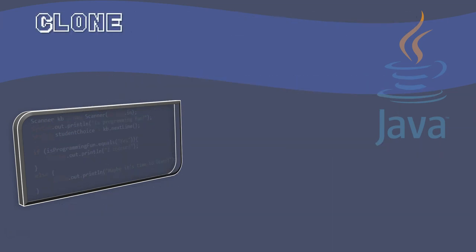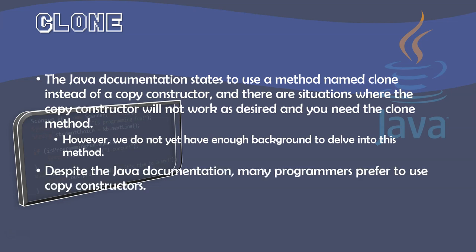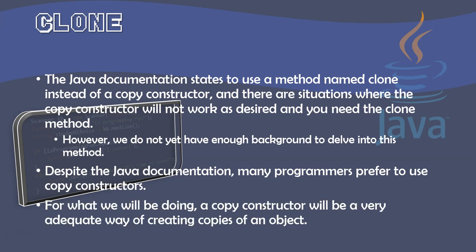Now, one thing that we do need to talk about as our last point here for copying is cloning. Java documentation states to use a method named clone instead of using a copy constructor. And there are situations where the copy constructor will not work as desired, and you actually need to use the clone method. However, for us to really have a good handle on the clone method, we need a little more background information. So at this time, we're not going to delve into the clone method. And despite what the Java documentation might say, many programs prefer to use copy constructors. In fact, for what we're going to be doing, a copy constructor right now will be a perfectly adequate way of creating copies of an object.